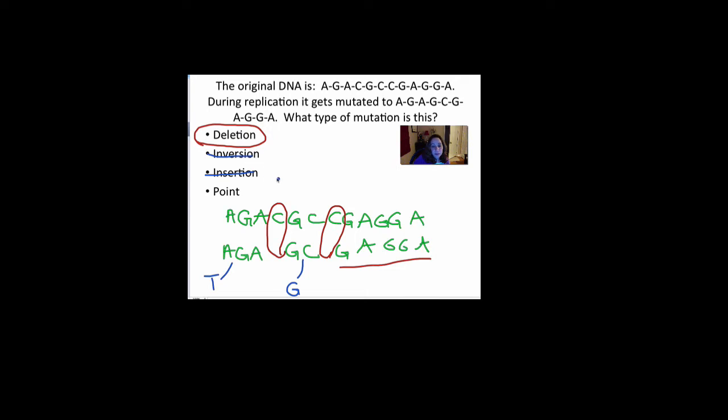And then a point mutation would be just one out of the whole string of nucleotides was mutated. So let's say this nucleotide was actually a T. This would have been an example of a point mutation. So what this was, and you really had to draw this out and compare the two sequences, was a deletion mutation.